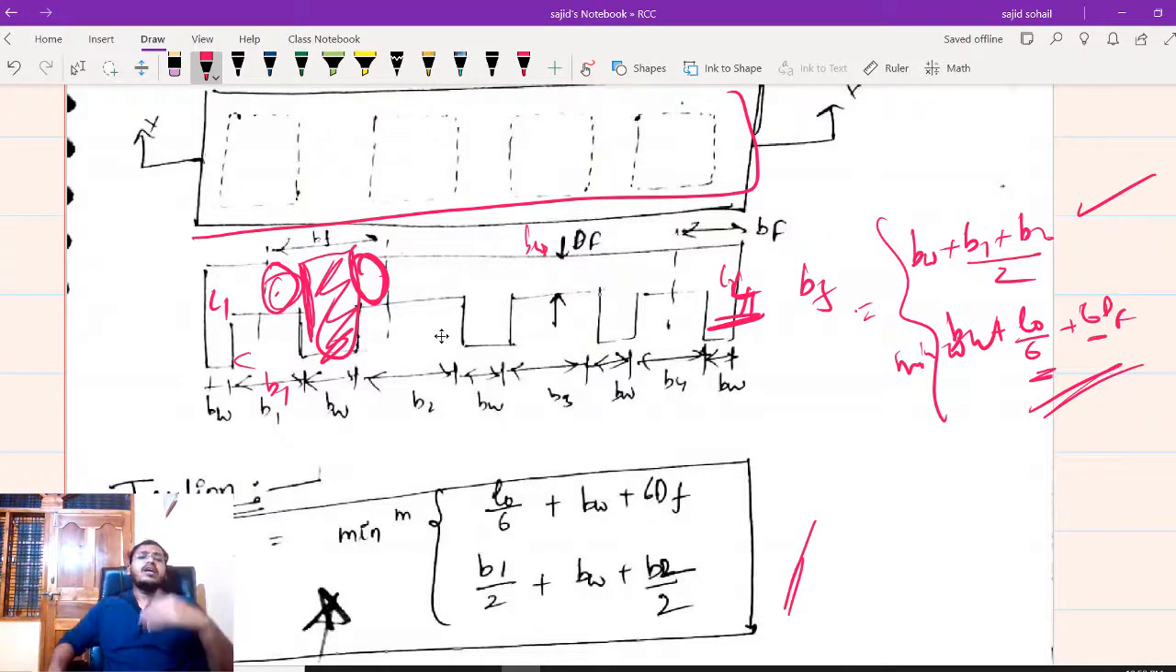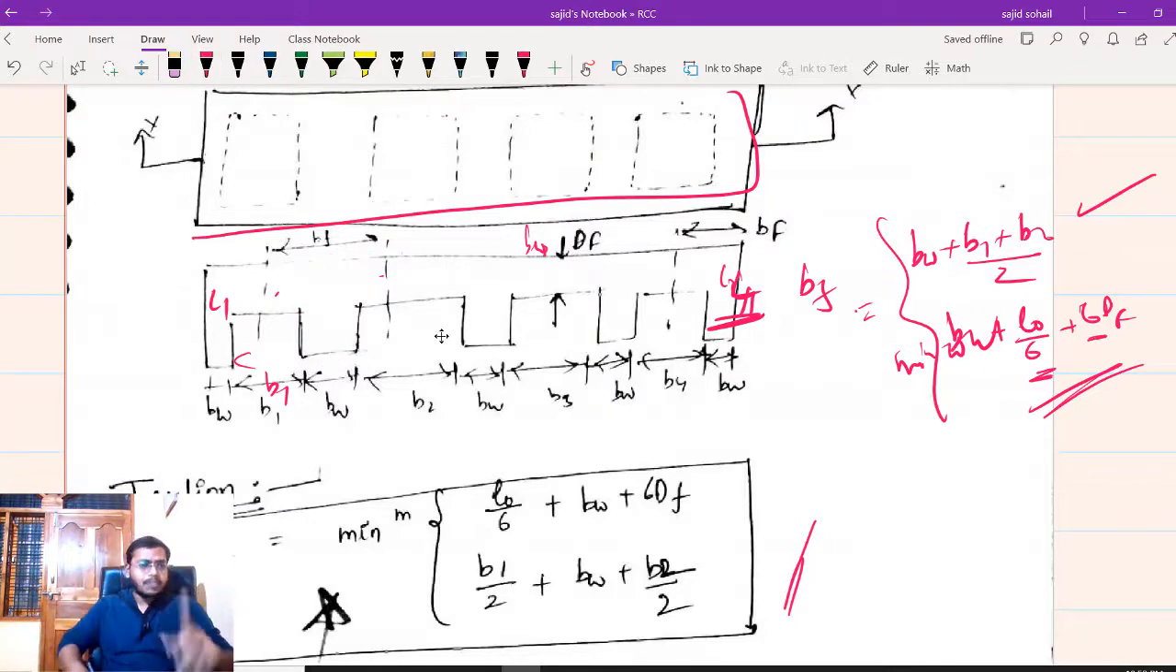Right? Done. Now let us talk about L section. L section क्या हो जाएगा? Let us see properly. This L section, if this is BW and this distance is B1 by 2, right? And this distance is again B1 by 2. You can clearly see in the diagram itself, right?